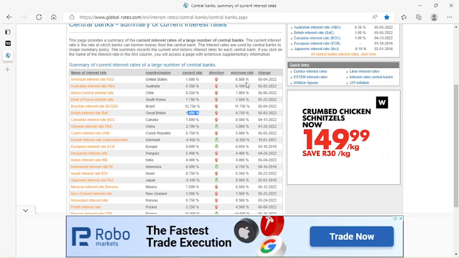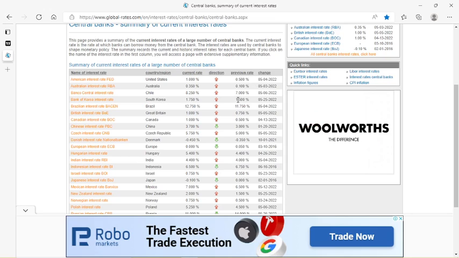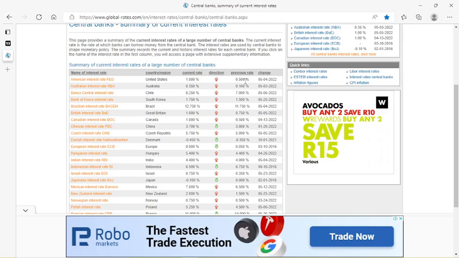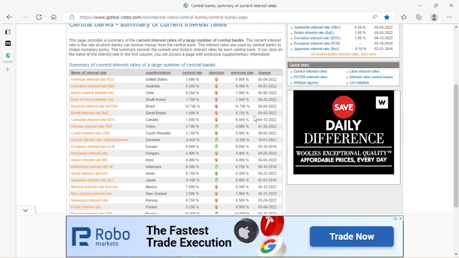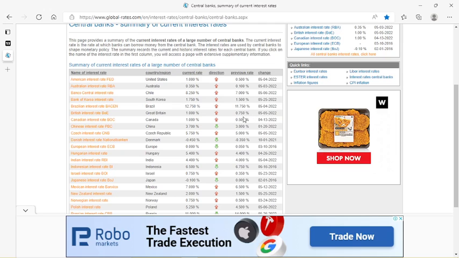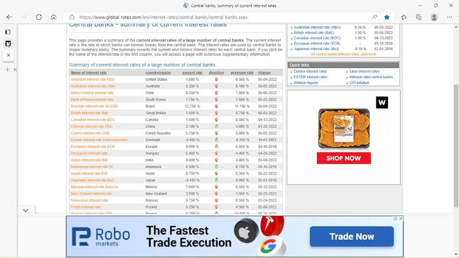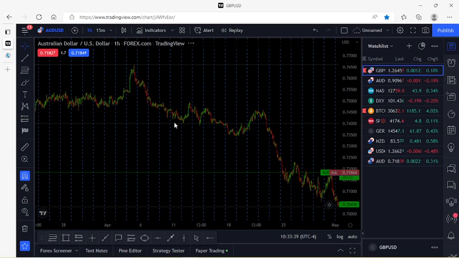But let's look at the previous rates. The previous rates clearly showed that the American interest rate was higher than the Bank of England's interest rate, which was at 0.75%. When you look at the chart of how GU has been doing, we can see that it has been on a downtrend for quite a while, a couple of months.